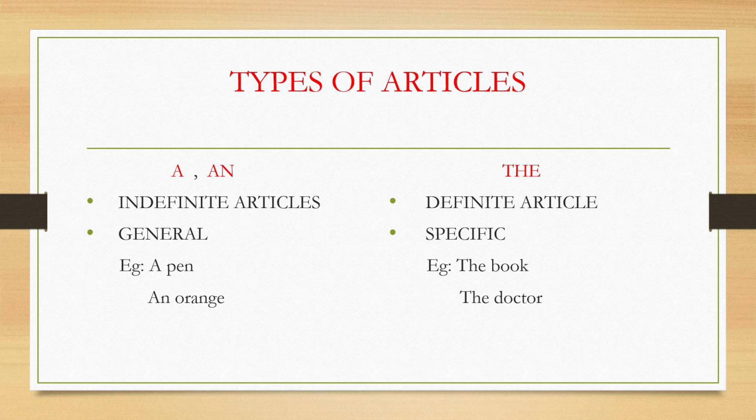The is a definite article used when we talk about something specific. For example, the book. It's about a particular book, not any book. And the doctor. It's about a specific doctor.